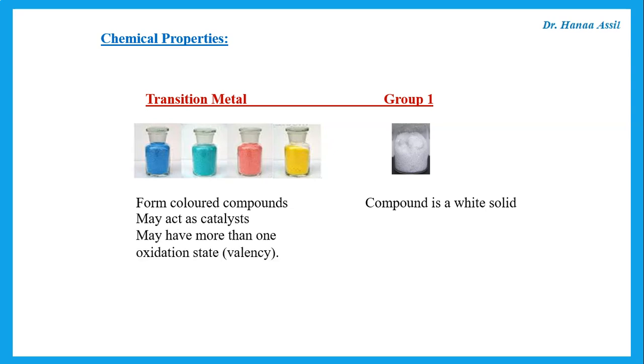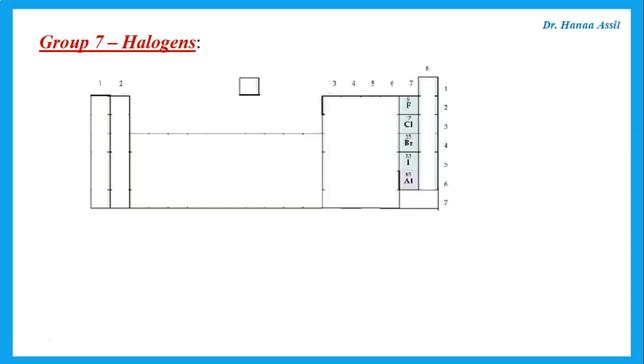Also, transition metals, we said, may act as catalysts, and may have more than one oxidation state, which is similar to the valency. While group 1 do not act as catalysts, and they have a specific oxidation state or a specific valency. Halogens. Halogens are the ones in group 7.